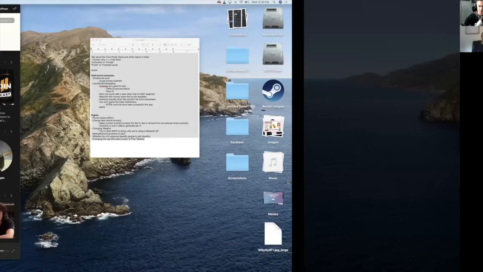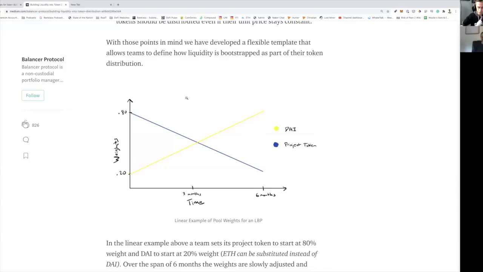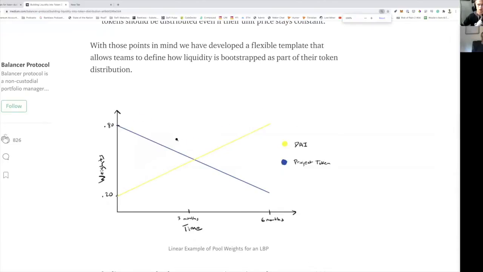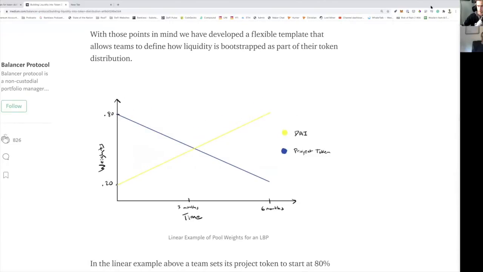So I'm going to share my screen so people can kind of see what I'm talking about and also get really excited about it, right? And so this is a graphic that Mike McDonald made. And so it's very simple. And it just shows that we have an example token, like project token, like insert your project token here. And we also have DAI, right? And in this particular pool, the parameters for the weights are set to change over what looks like a 6-month time in this particular example, right?